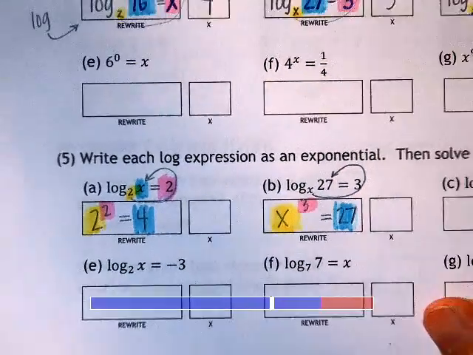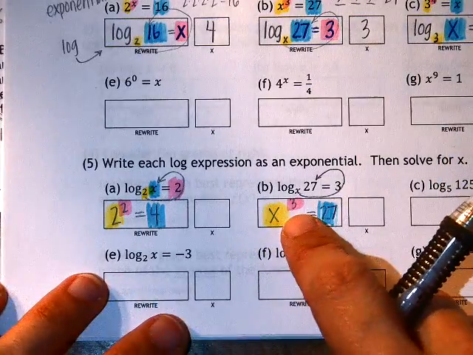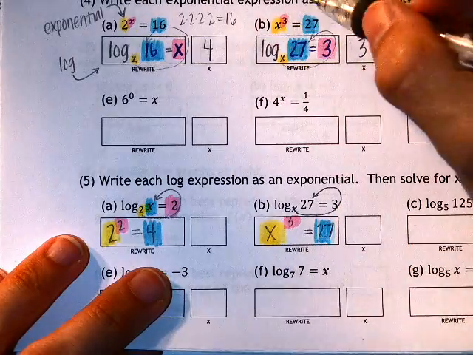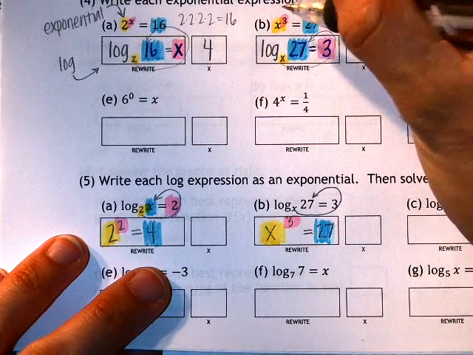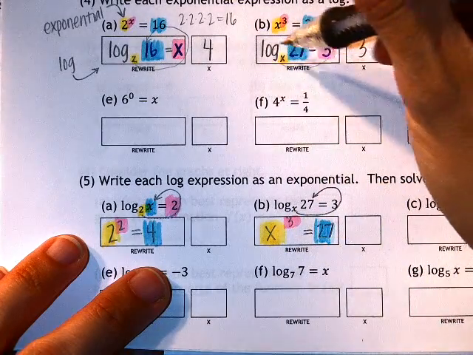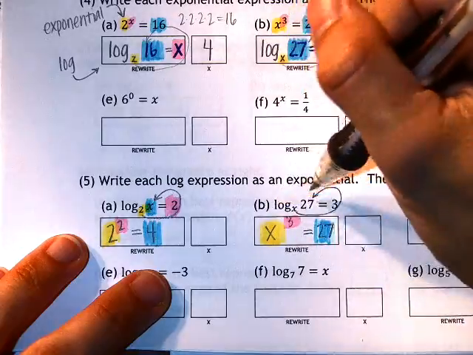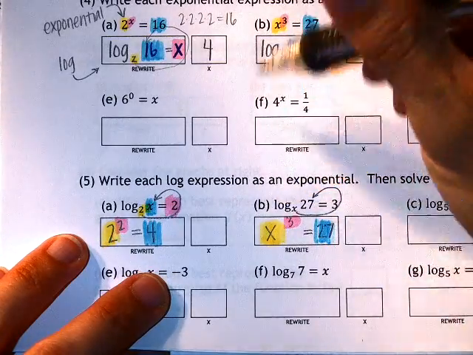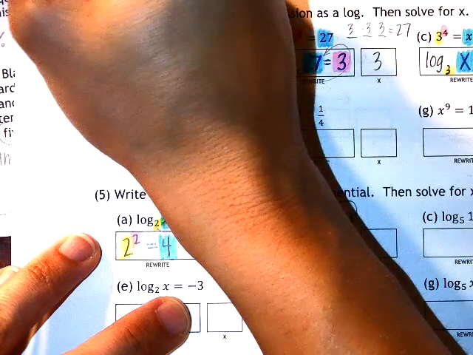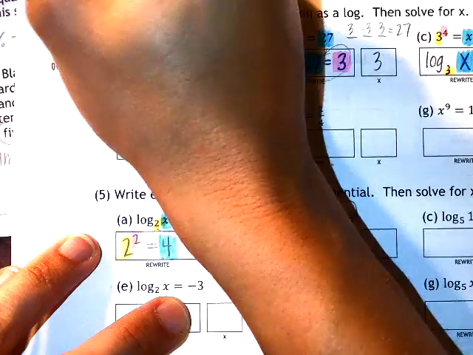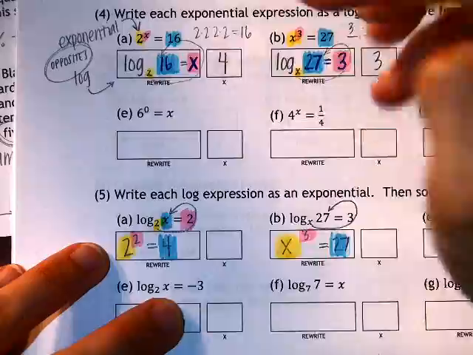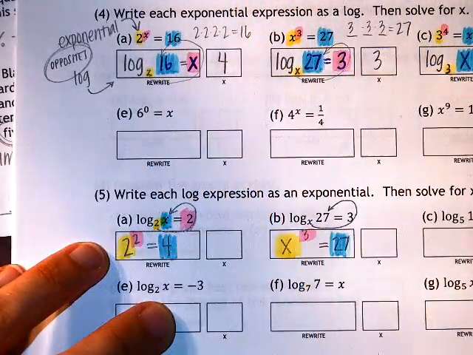Notice when you get your answers to these questions, they look like exponentials, just like we saw in the previous question. So it actually kind of makes sense that the original questions in number 4 end up looking like our answers in number 5. And our answers in number 4 look like the original questions in number 5. They're kind of opposites of each other. So that is one important thing to remember about exponentials and logs. They are always opposites of each other. An exponential can be written as a log, and a log can be written as an exponential. It's kind of like they just swap forms.